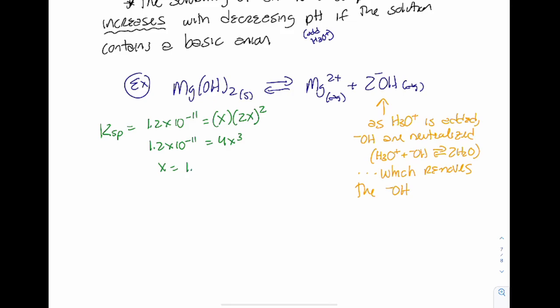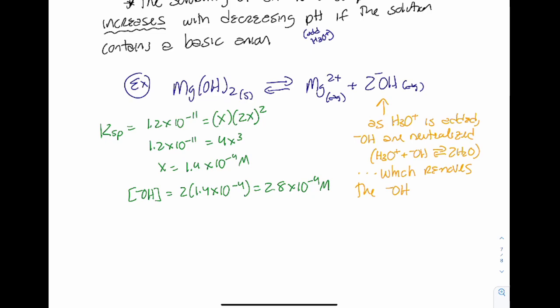I got 1.4 times 10 to the negative 4th molar, which is my molar solubility for magnesium hydroxide. But if we wanted to calculate our concentration of hydroxide ions, it's going to be 2 times that number. So 2 times X. If I go back up and look, my concentration of hydroxide ions is 2 times X. So 2.8 times 10 to the negative 4th.